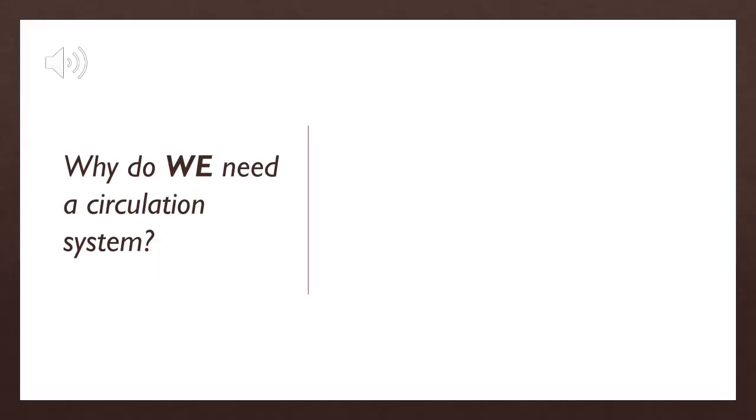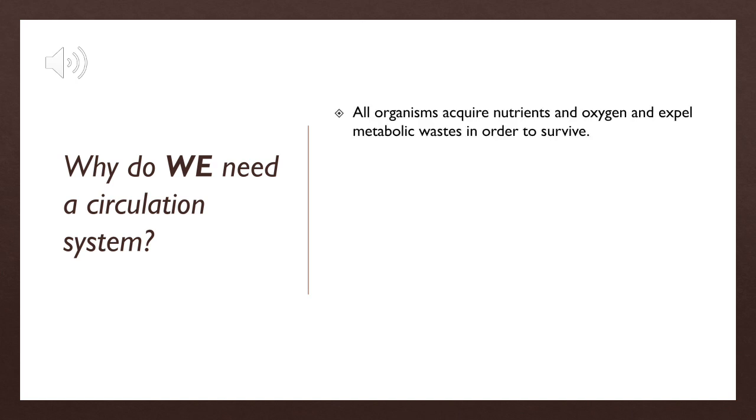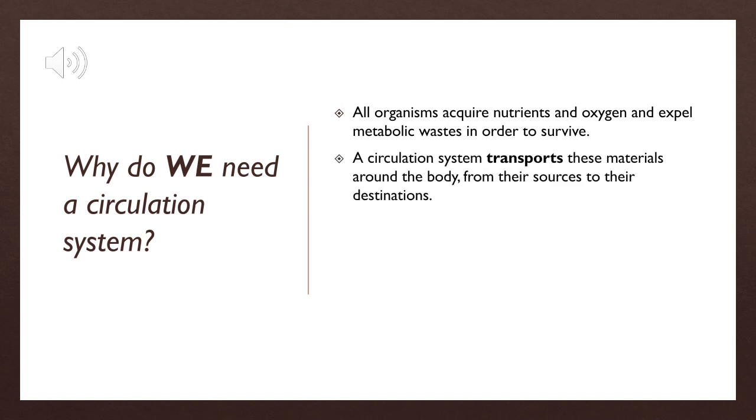So, the question is, why do we need a circulation system? Well, all organisms acquire nutrients and oxygen and expel metabolic waste in order to survive. A circulation system transports these materials around the body from their sources to their destinations. So, some examples in our bodies would be oxygen. Oxygen enters the body through our respiratory tract, travels from our nasal passages or our mouth down to our lungs. The alveoli fill with air, and that's the site where capillaries will take up the oxygen from the alveoli and bring it into the bloodstream.